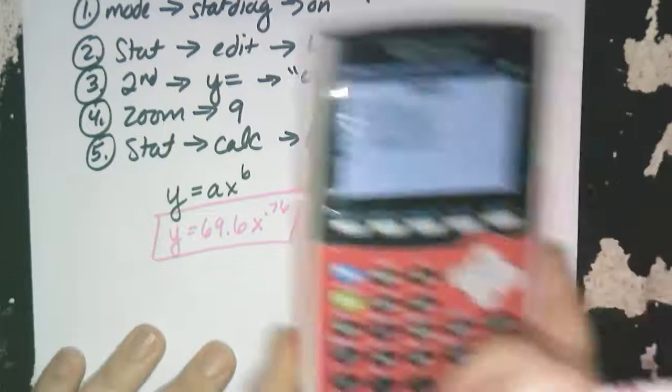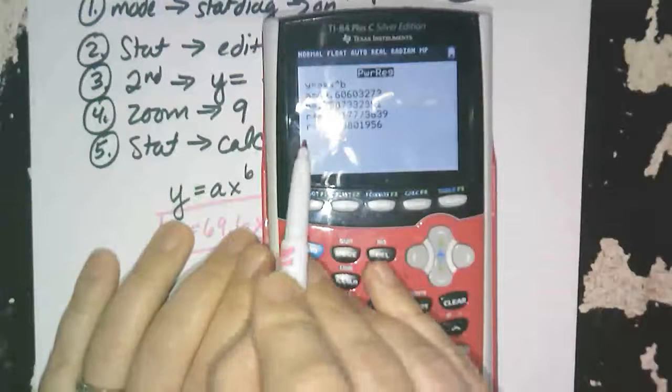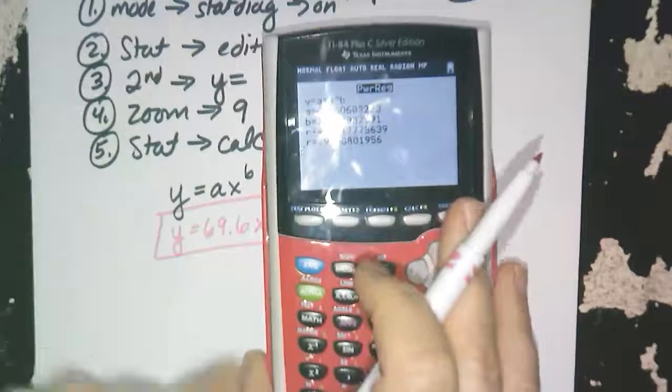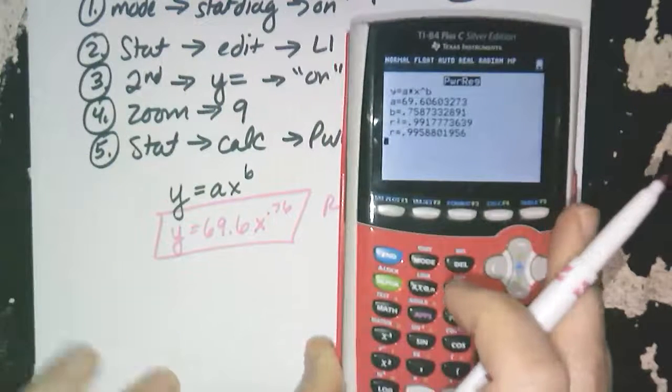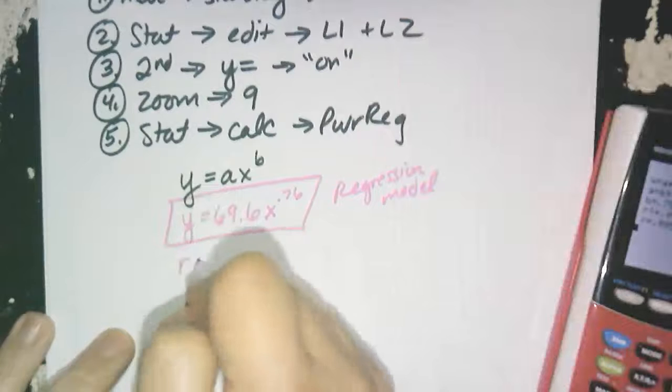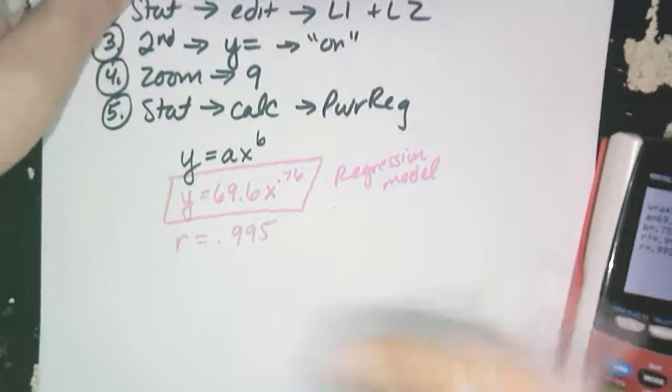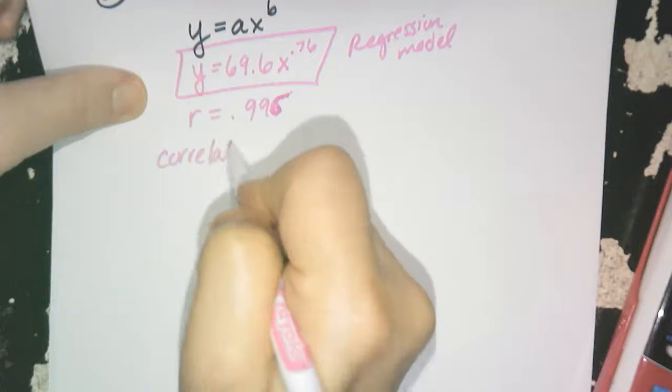Now, there's one more thing you need to look at. Do you see this R value right here? That was from your stat diagnostic. My R value is 0.995. Do you see that? Write this down. Actually, I think it's 0.996. Yeah. This right here is called the correlation coefficient.